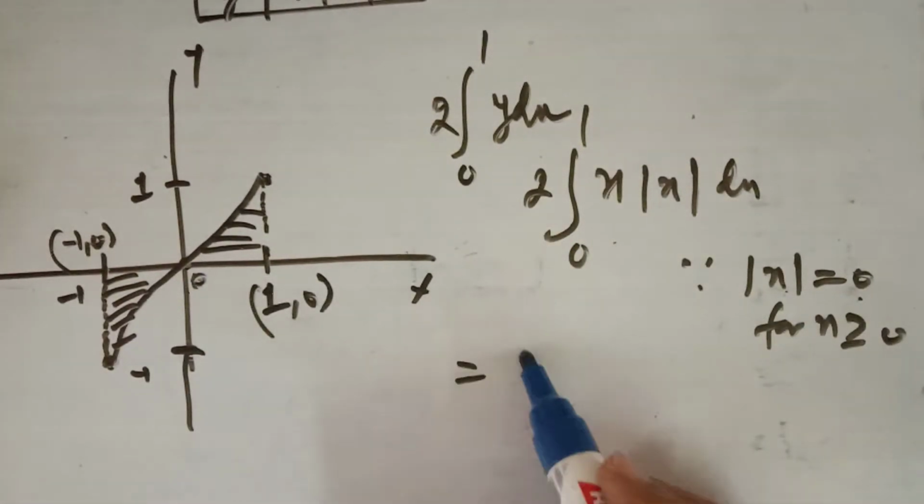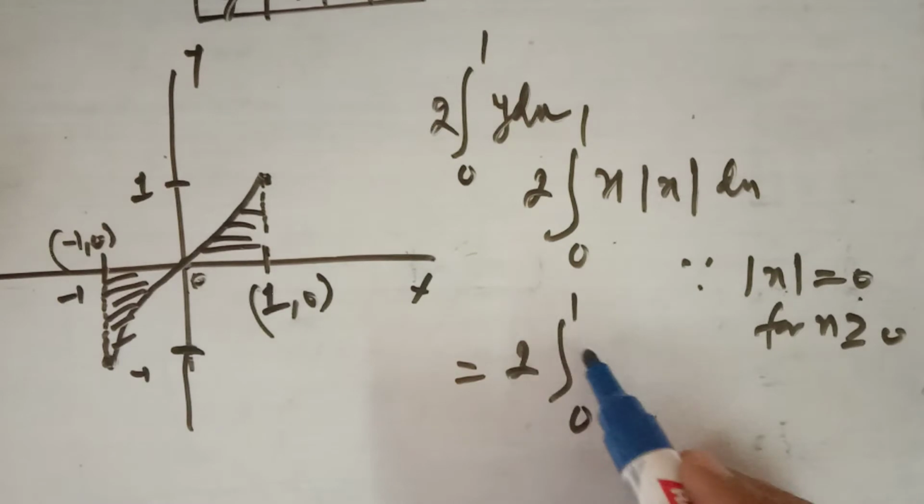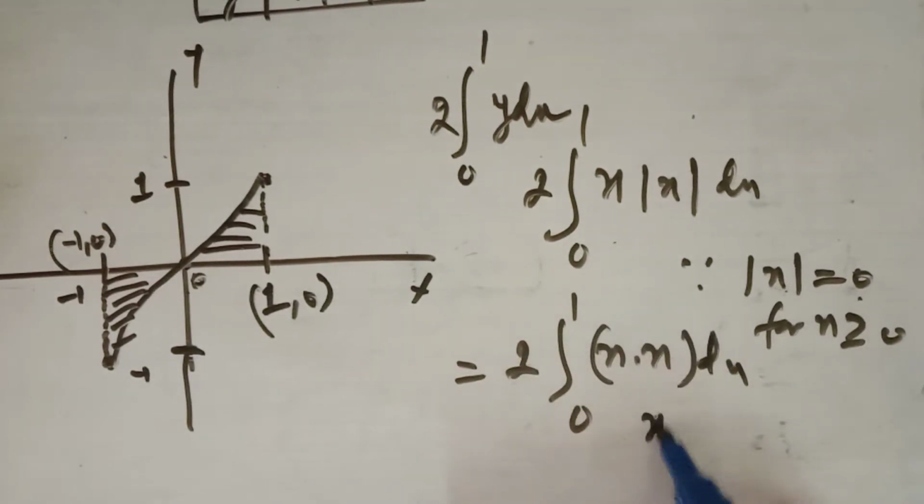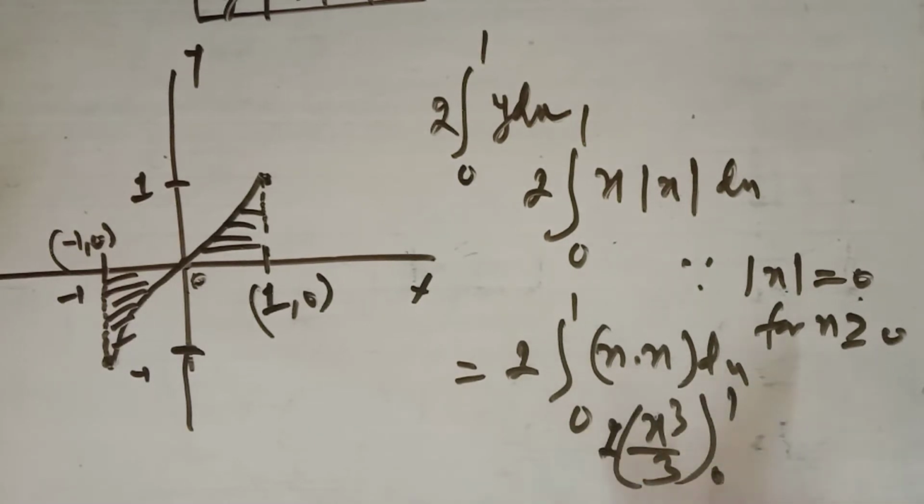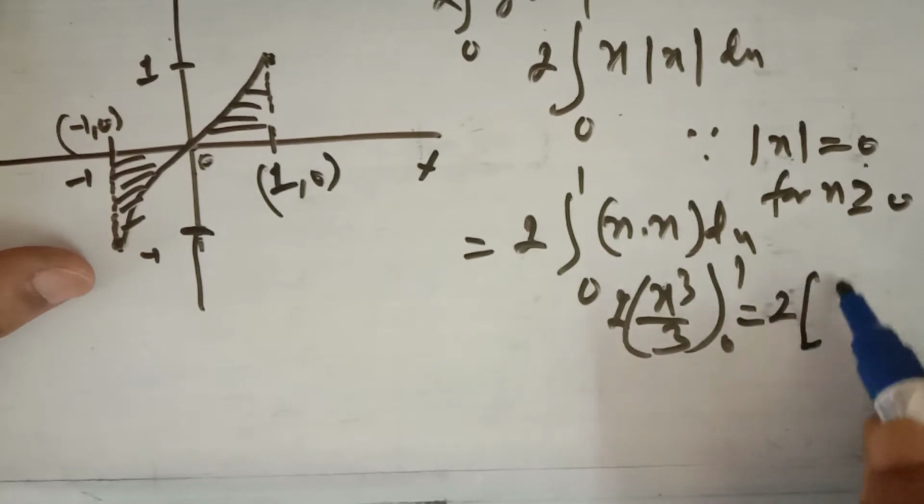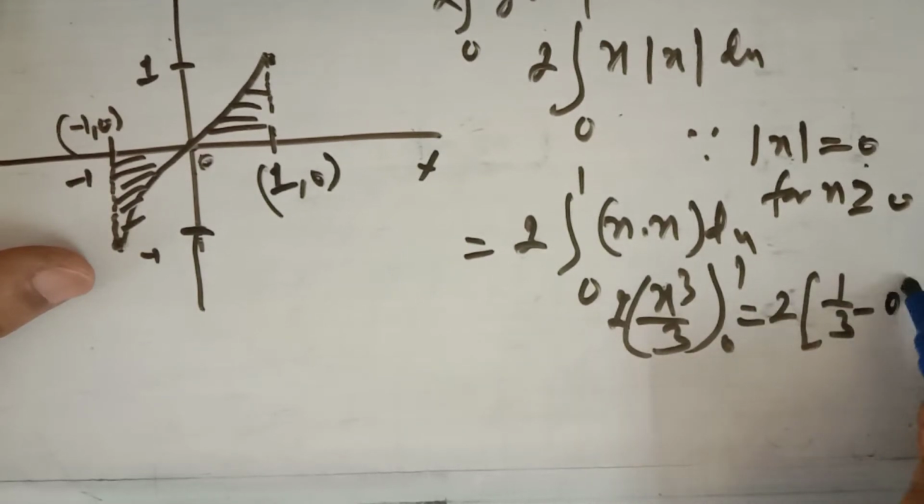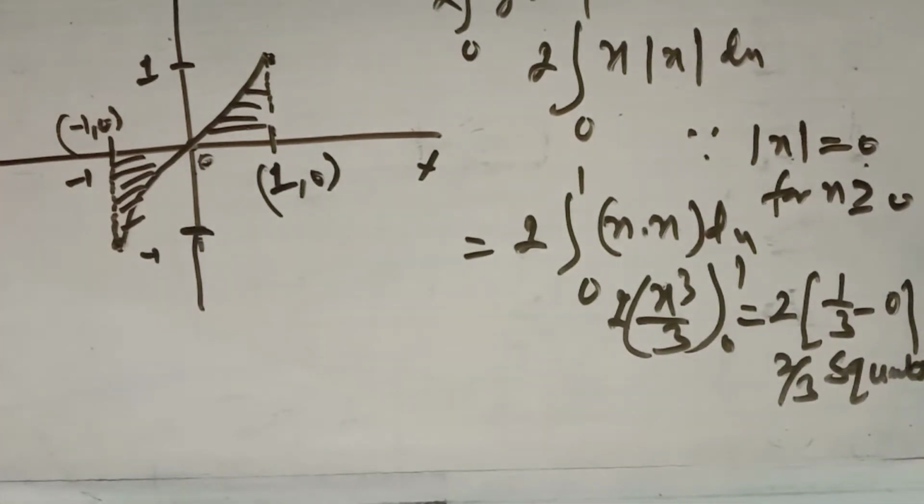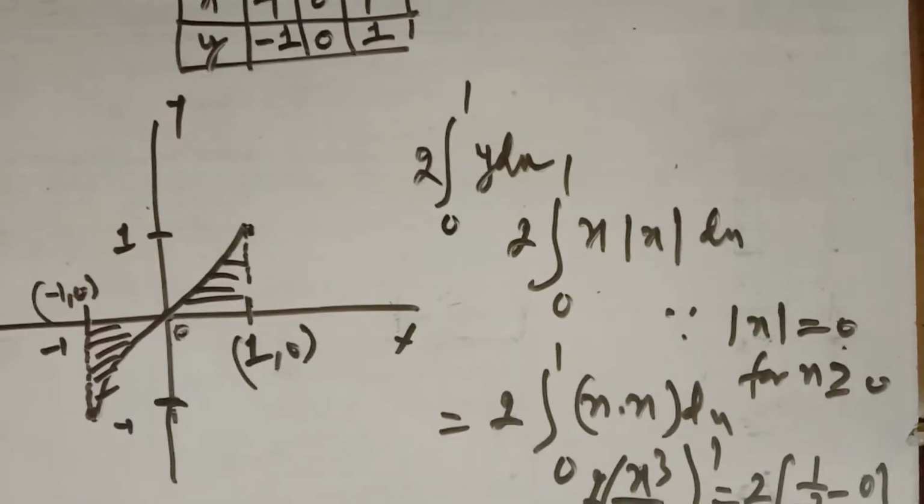So therefore it comes out to be twice the integral from 0 to 1 of x into x, that is x square, integration is x cube upon 3, upper limit minus lower limit. So 2 by 3 square units is the area bounded by this curve between the limits -1 to 1. So this is a somewhat easy question.